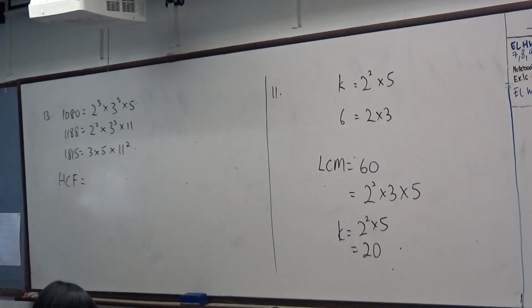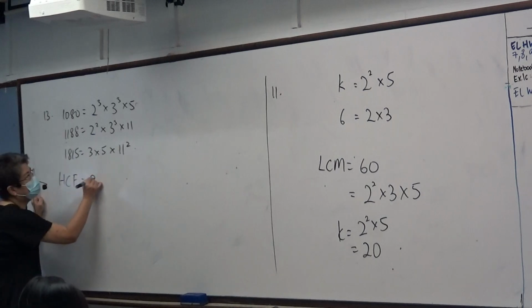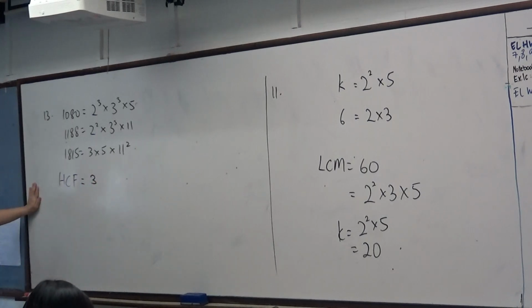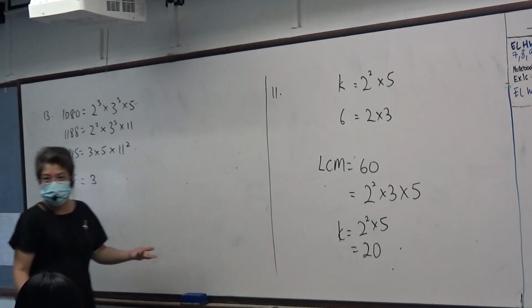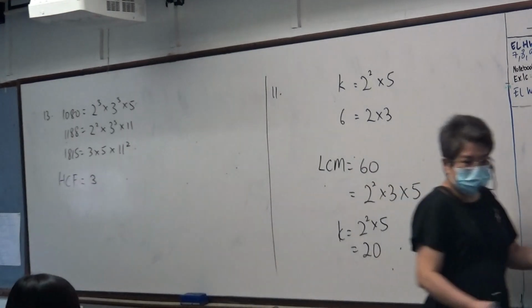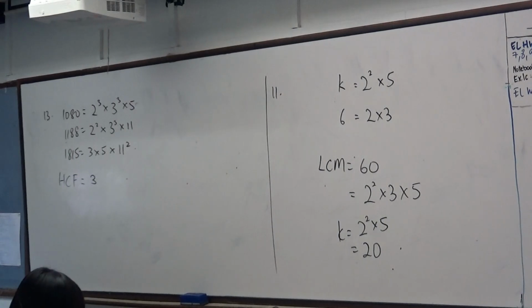Okay, what do I take? Can I take 2? No, what can I take? 3. Then? And nothing. Do you agree this is the best number already? This is the highest common factor. Are we clear? So it looks very complicated, but actually it's only 3. You must know how to see out the answer. Am I right to say that? So that is your question 13, and the answer is 3.